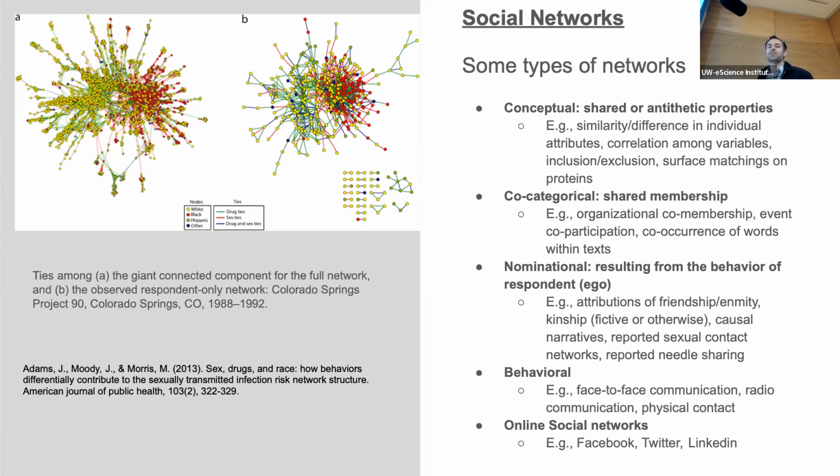Then you have, of course, organizational co-membership. So think about boards of directors. You can have co-occurrence of words relationships. You can have classic survey science kind of work, right? People nominate their friends, their kin, they report who they have sexual contact with. You can imagine how this might be used in, say, epidemiology.